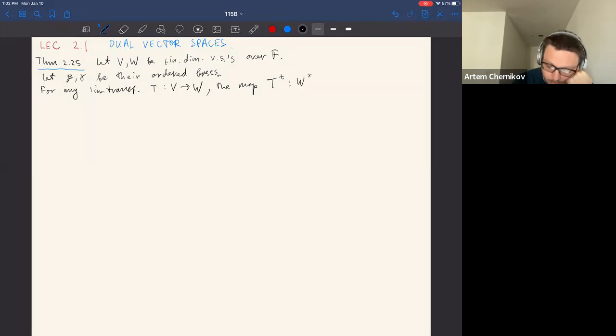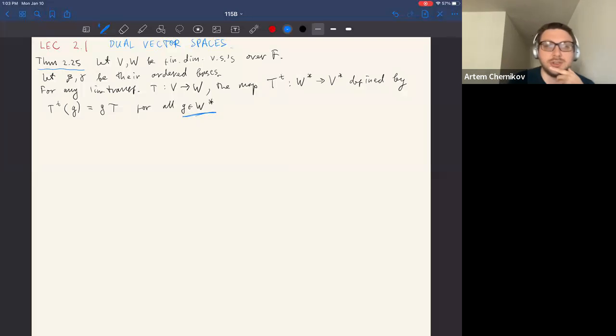So this is a map which goes from the dual of W to the dual vector space of V, and it's defined as follows. The value of this map on G is equal to the composition of two linear transformations, GT. And we define it like this for all G in the dual space of W. Okay. So recall again here that the elements of the dual space of W, W star, are themselves linear functionals on the space W, right? So it makes sense to talk about composition because the map T goes from V to W, and then the map G goes from W to F, right, as a linear functional. So this composition of functions makes sense, okay? So hence we can define our function T^t like this.